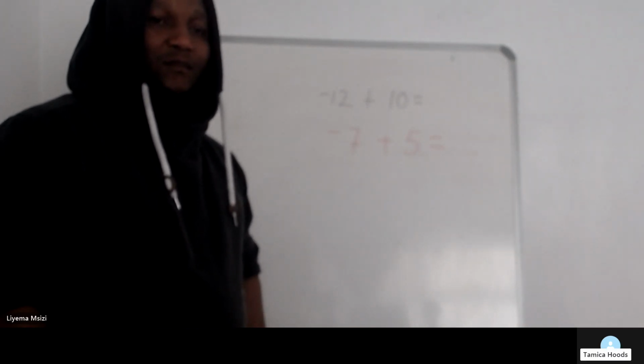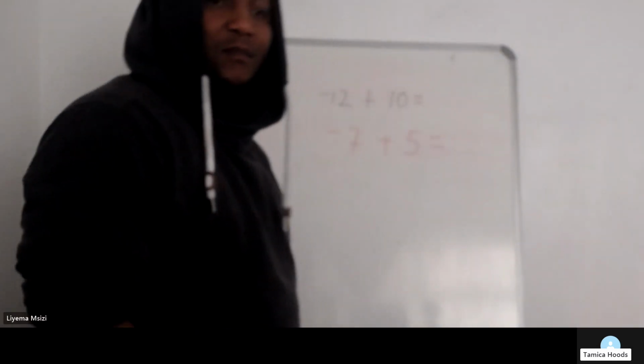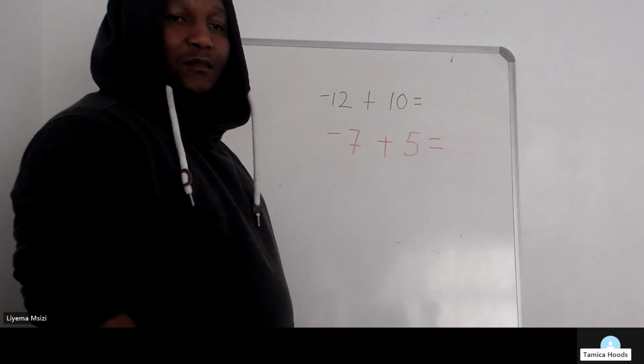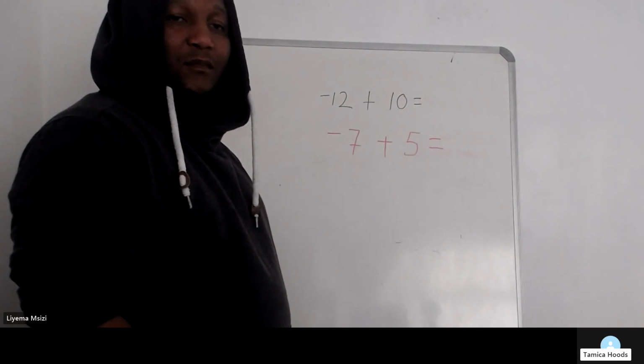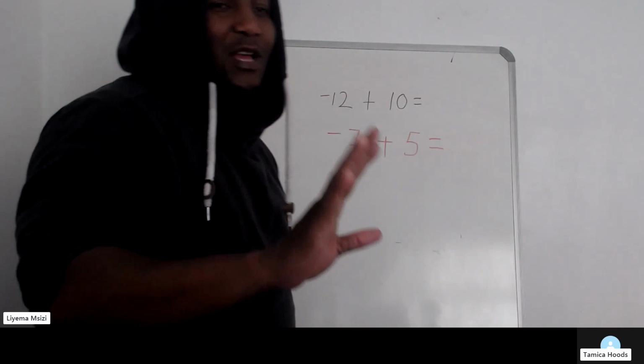Okay, how do I put this? So there's a negative 12 plus 10, right? So do we take the signs, the negative and the positive, which would make a negative, meaning we say negative 12 minus 10.